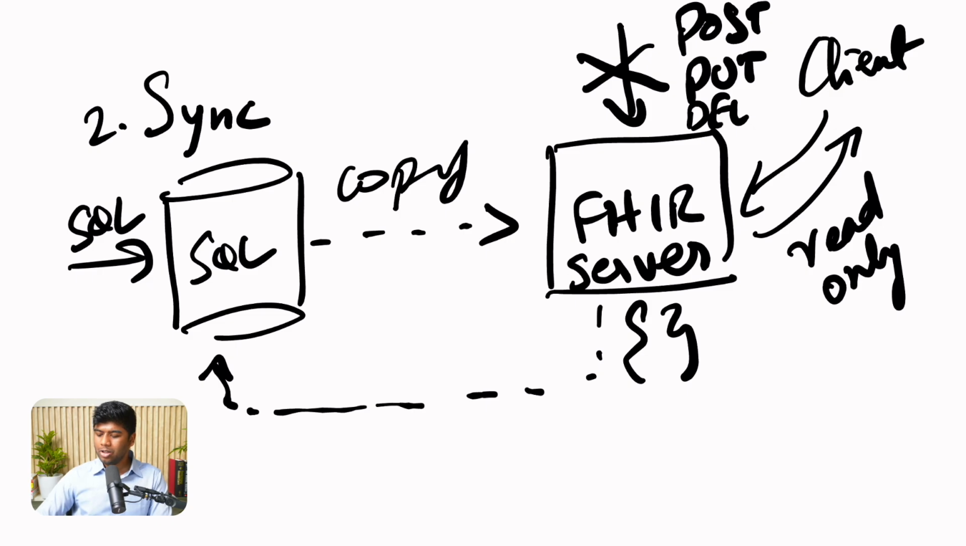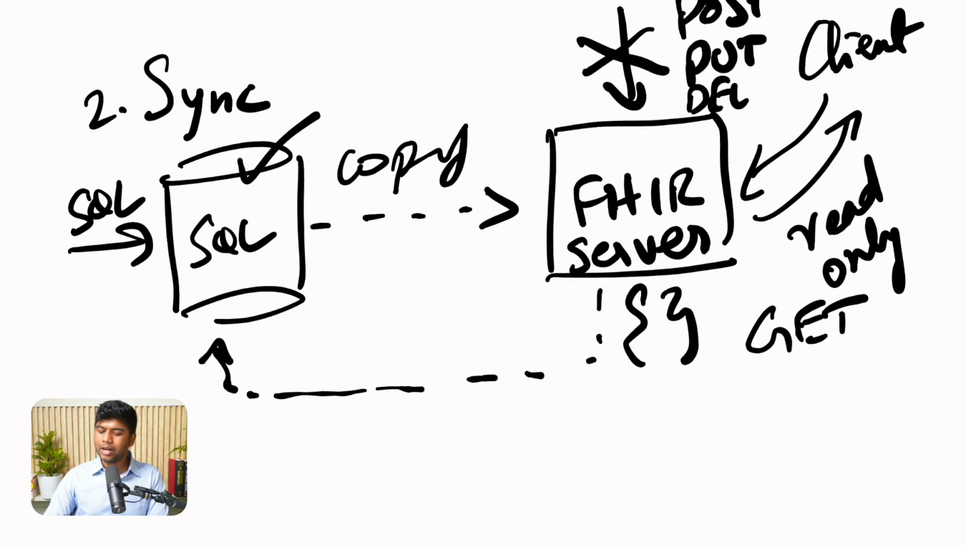Here, you need a source of truth, and in this case, the source of truth is your SQL server. It's not the FHIR server. It is just a copy or a cache of your SQL data in the FHIR format, and you're able to do reads. So you can definitely offer get options and so on, but you cannot do post and puts and so on. So what is the third option?